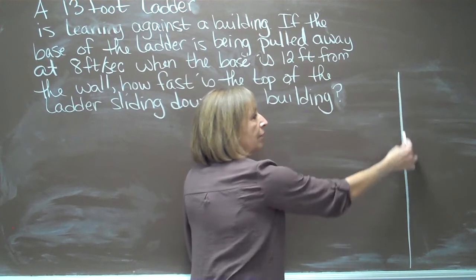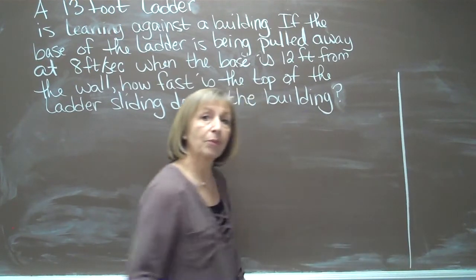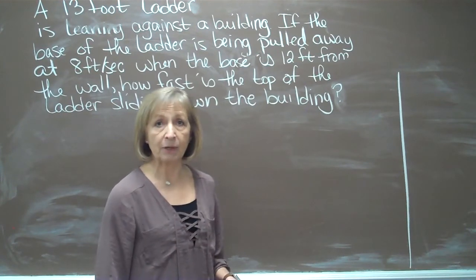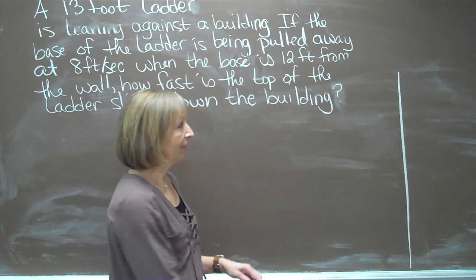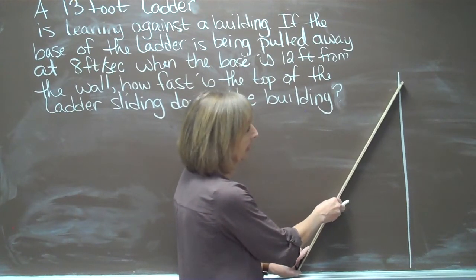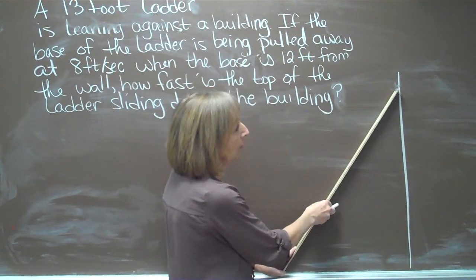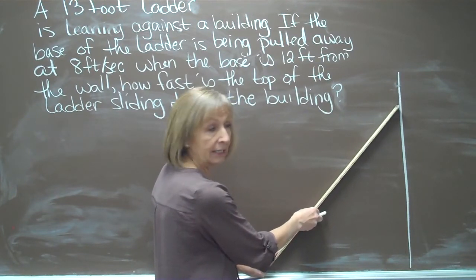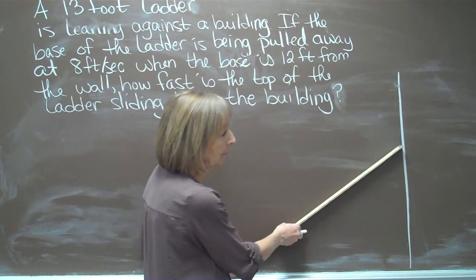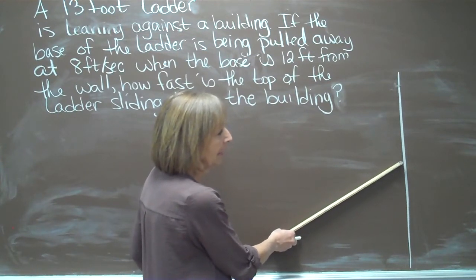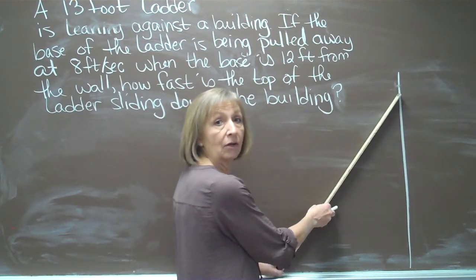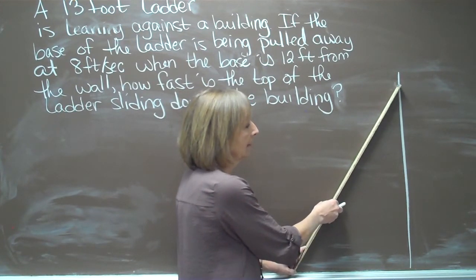We are going to mark this vertical part as representing our building, and then use this meter stick as a representation of the ladder. Now, when I look at the ladder leaning against the building, as I pull the ladder away from the building, you'll notice that the tip of the ladder is sliding down the building's wall. If I were to push the ladder closer, the top would be going higher along the wall.